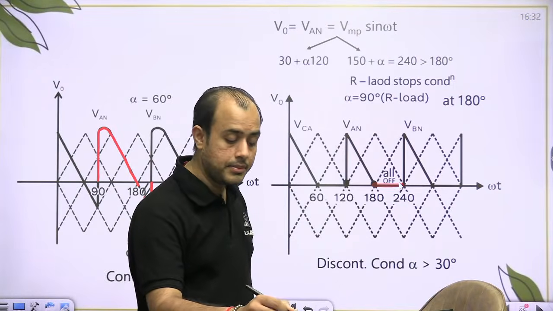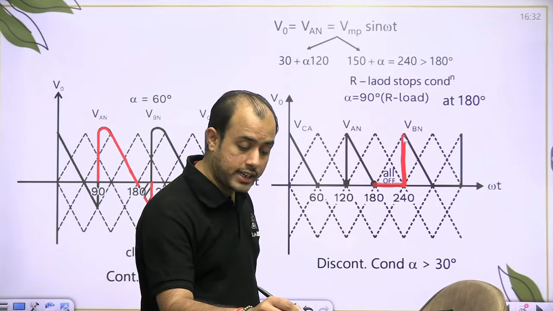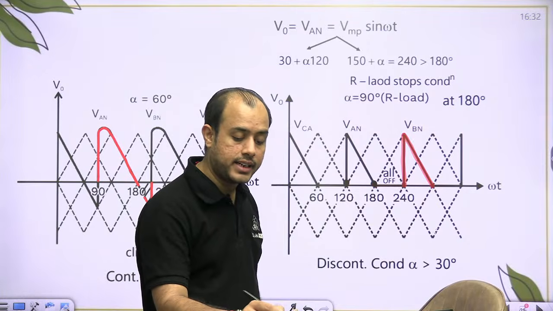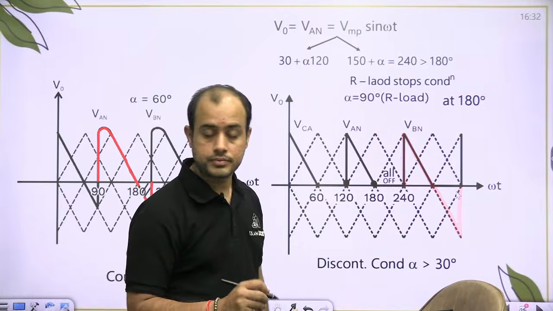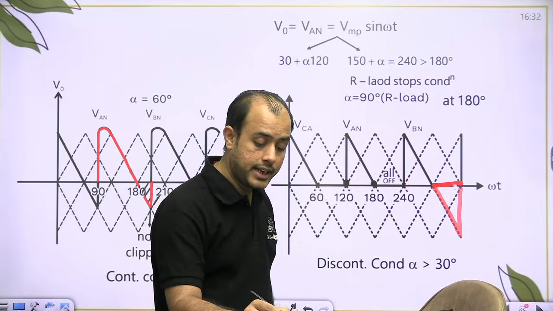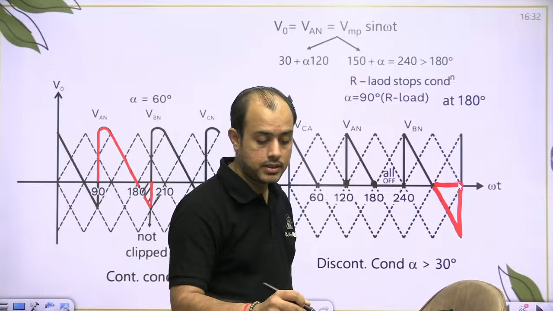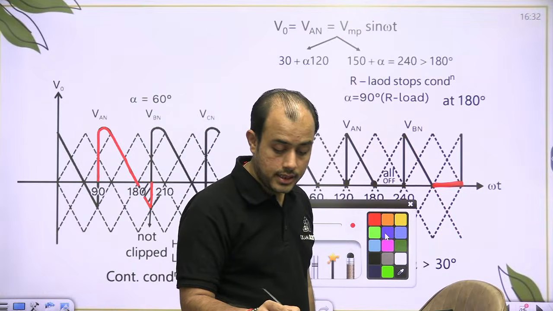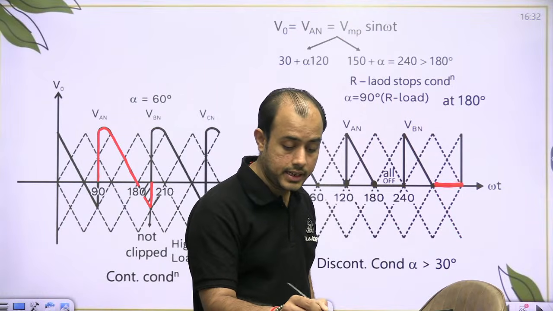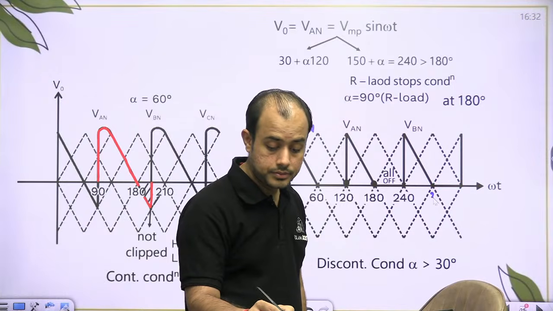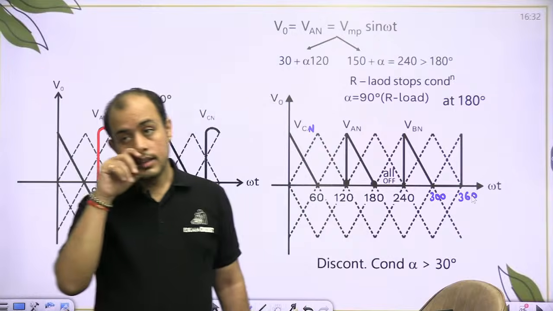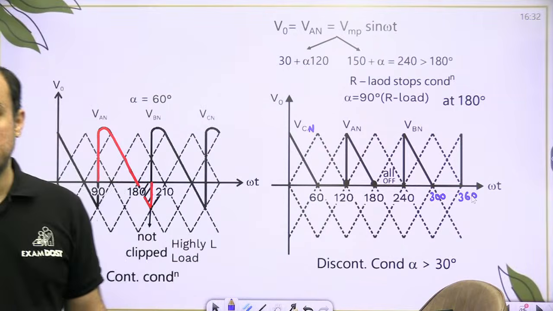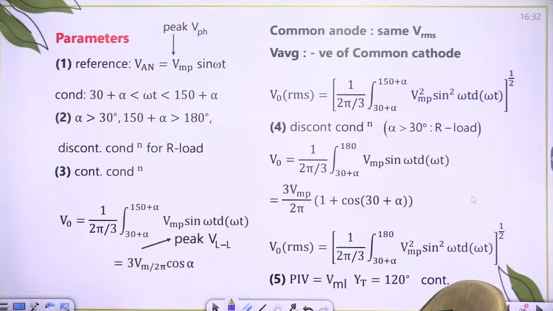Then BN will come. It should come from 240 to 360, but it will stop at 300. It will not take this path. Rather than this, it will make the output 0. Okay? Similarly, the third waveform will be CN. समझ में आया? So you get discontinuous conduction whenever alpha is greater than 30.